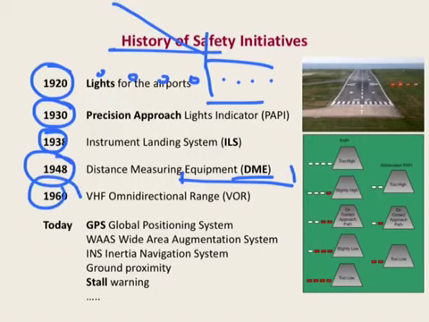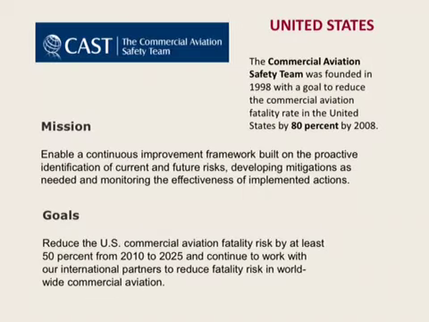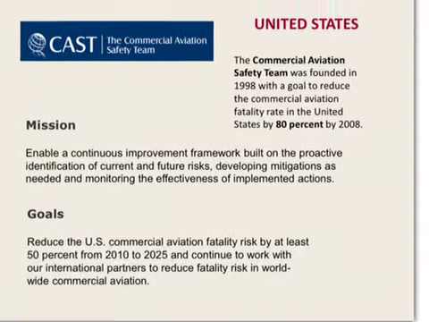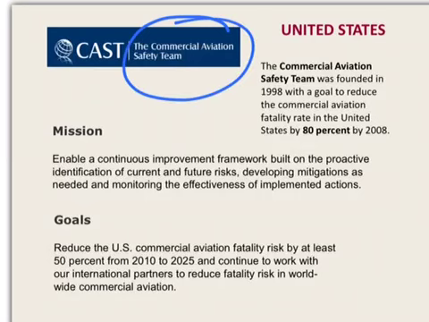In the 60s, the VOR was introduced, which gives you an indication about the grade of flying. And more recently, other innovations have been introduced to increase safety, such as GPS. More recently, there are organizations which aim to increase the safety standards, such as the Commercial Aviation Safety Team in the US, created in 98 to reduce accidents by up to 80% in 10 years. And now, again, a 50% decrease for the next 15 years.